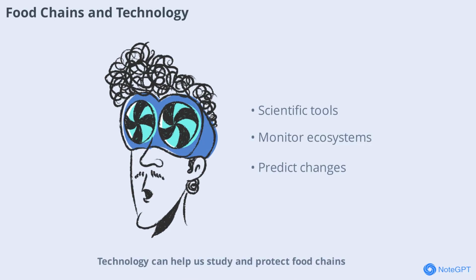Technology can help us study and protect food chains. Tools like satellite tracking, DNA analysis, and computer models allow scientists to monitor ecosystems and predict changes. Technology also helps us find solutions to environmental problems and make better decisions for the future.